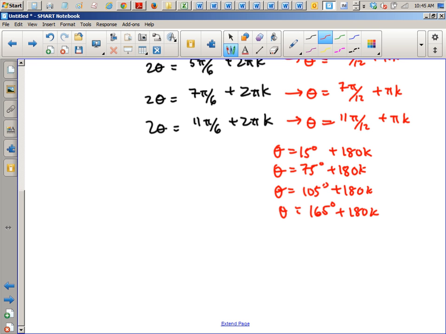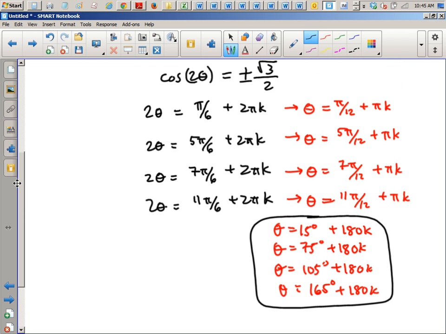So there are 4 possible answers here. Infinity possible answers if you count all the 180k's going on. Okay, so you can write your answer like this if you wish. Or like this. I will say you need to kind of get used to radians because that's kind of the way it all ends up in the end. Nobody uses degrees in calculus.